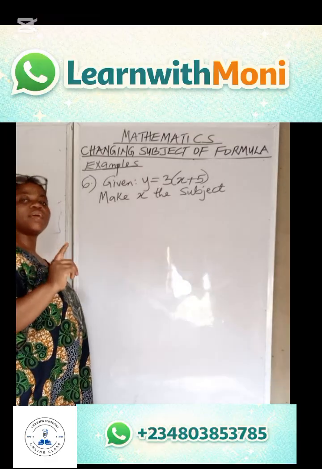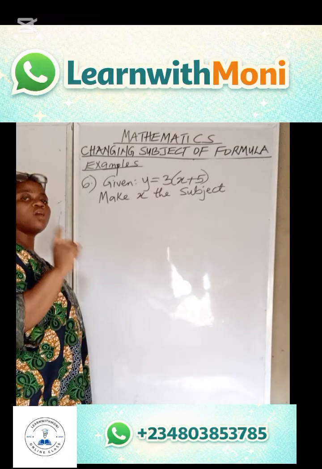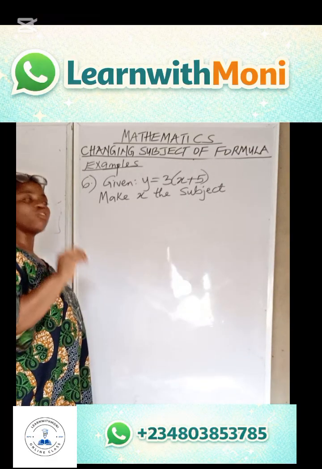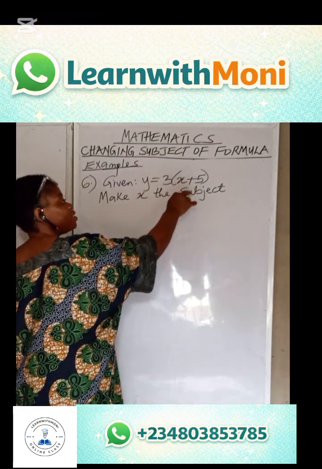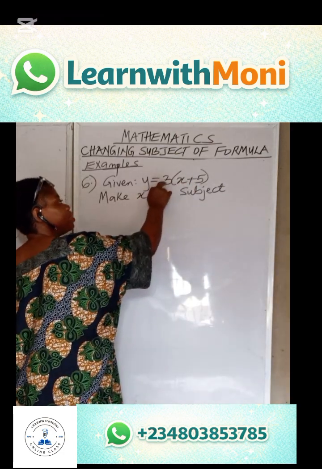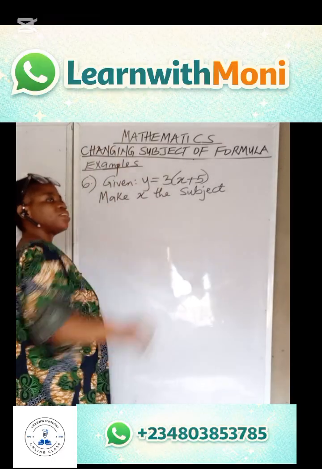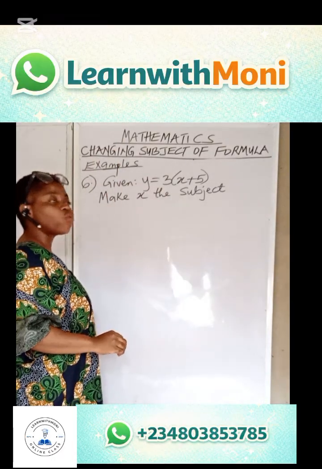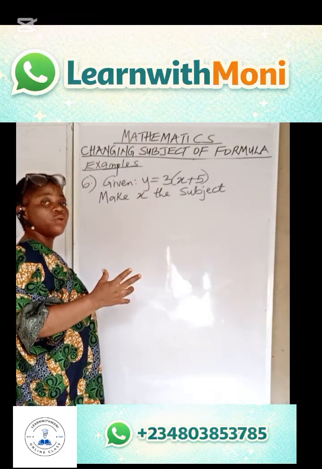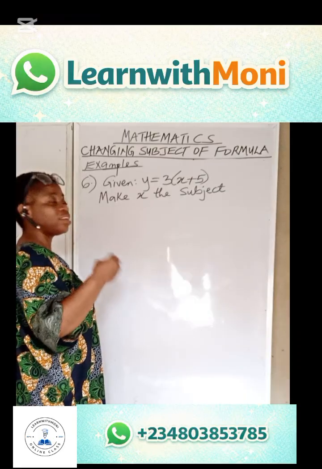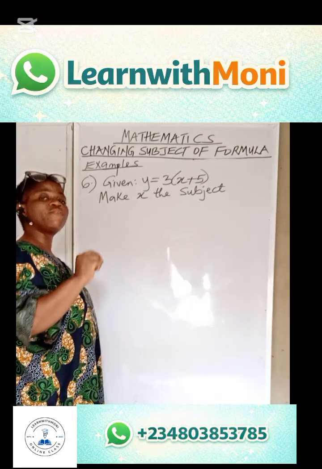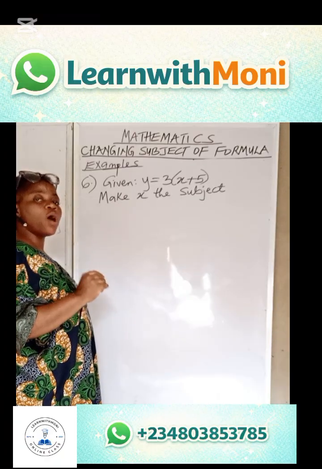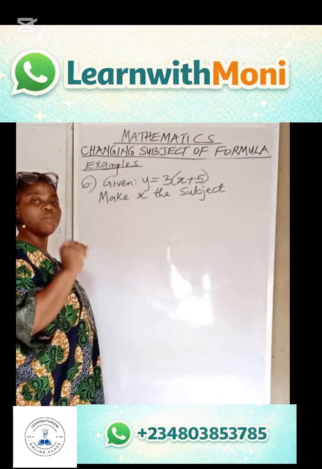X is our desired variable, the one we desire to make the subject of the formula. And on the same side with X is plus 5 and the 3 multiplying everything inside the bracket. So we have to remove both plus 5 and the times 3 from that right hand side. We will start with the farthest, the one most far away from X.